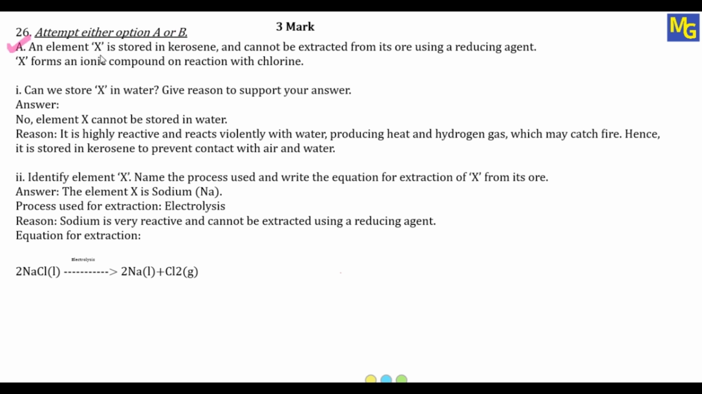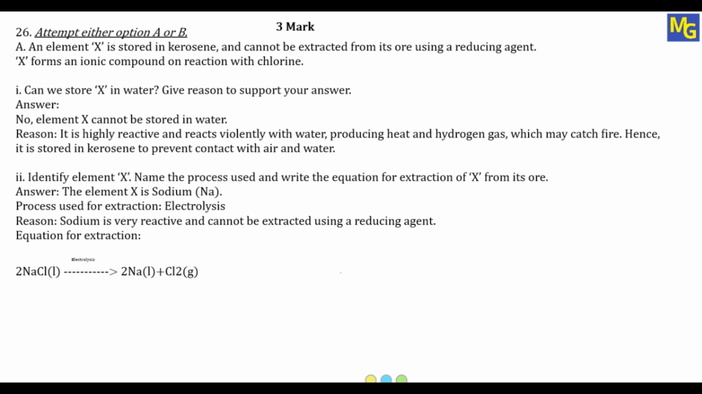An element X is stored in kerosene. So see here, there is the element X which is stored in kerosene and cannot be extracted from its ore using a reducing agent. X forms an ionic compound on reaction with chlorine. So this is the statement which is given, and based on this statement we are going to have the questions.